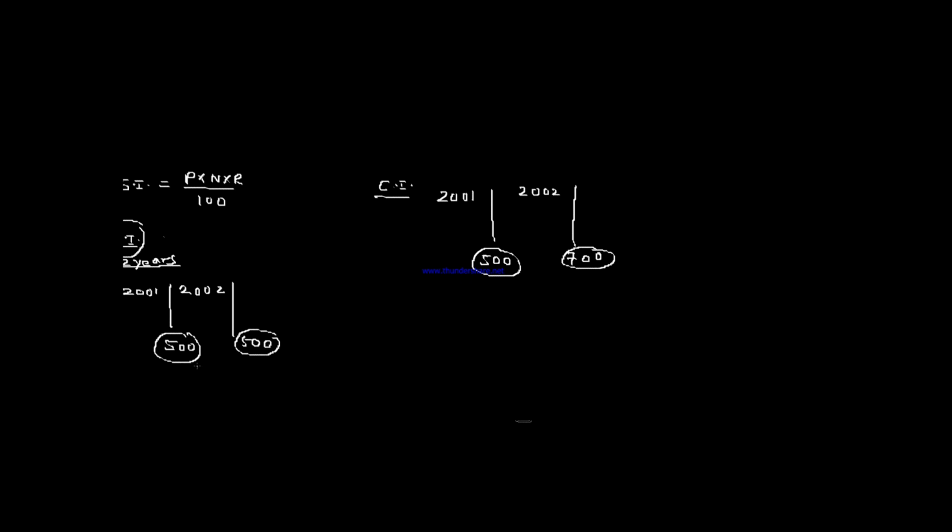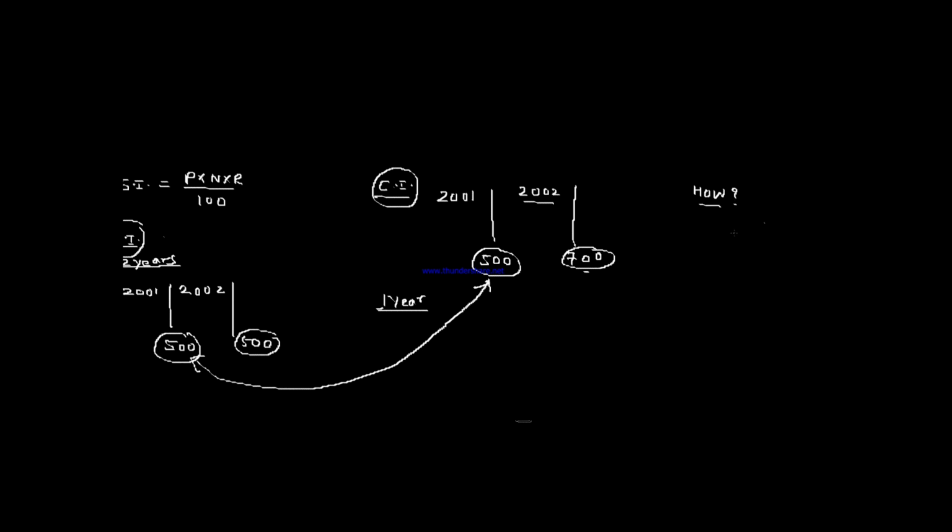Now you can identify one similarity: the interest calculated for 1 year is the same for SI and CI, but from the second year onwards, it will start increasing in case of CI. There are deeper reasons why this happens, and what the factors are, what the principal amount is, that we are going to discuss just now. So this is the basic concept of what happens in SI and what happens in CI. Now let's see how these things happen.